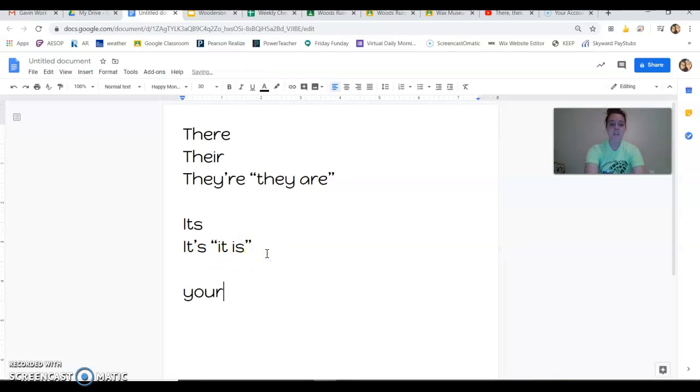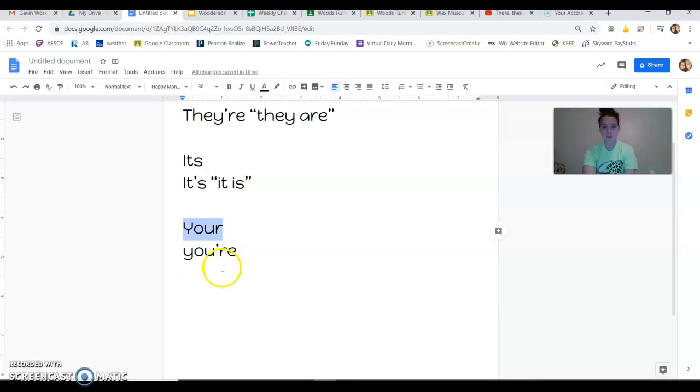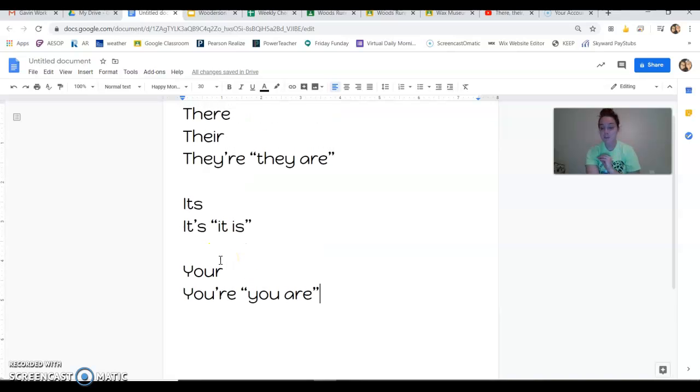All right, and the last one is your. This your, again, is a possessive pronoun. It's showing ownership. This is your book. This is your dog, showing ownership. This your is a contraction. You are. If I can substitute the words you and are into the sentence, this is the your that I'm using.